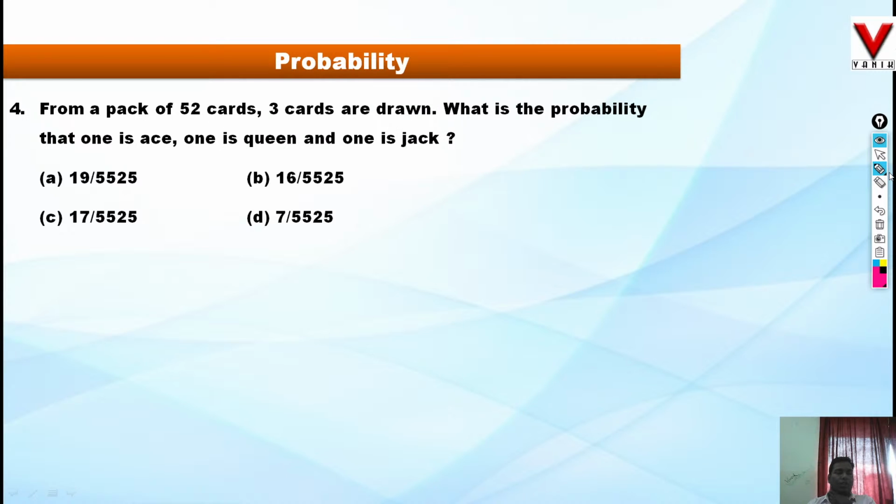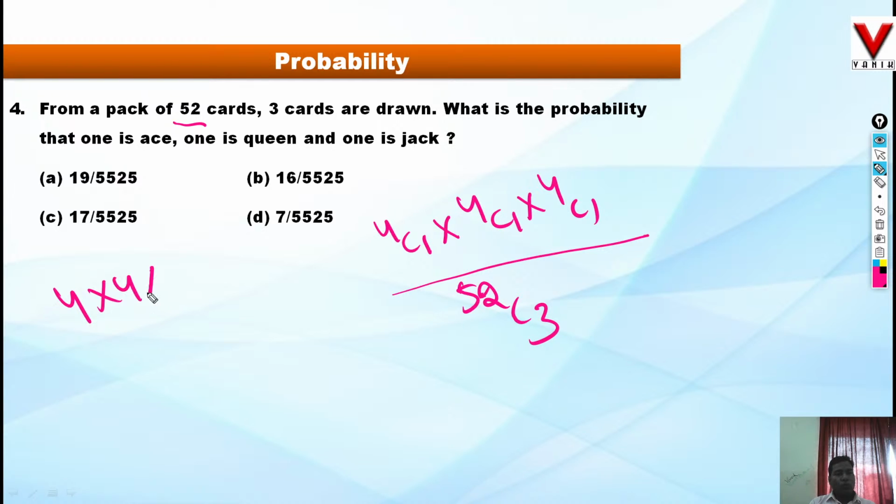From a pack of 52 cards, 3 cards are drawn. That is the number of samples, 52C3. What is the probability that one is ace, one is queen, and one is jack? One is ace means 4C1 into 4C1 into 4C1, that is 4 into 4 into 4 divided by 52C3, which is 52 into 51 into 50 divided by 3 factorial, that means into 6.